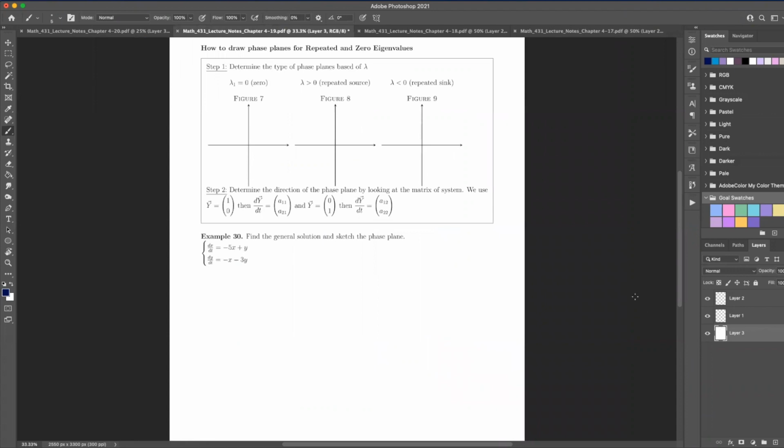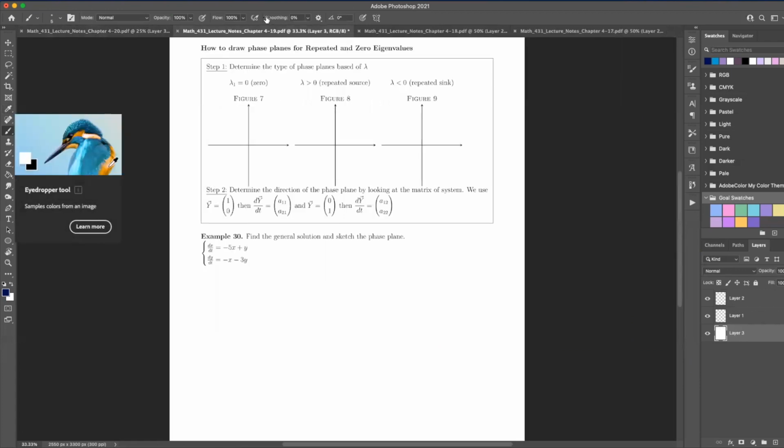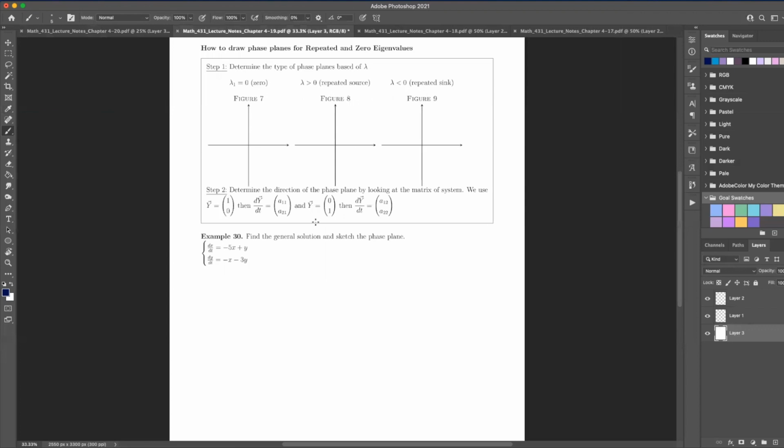All right, so let's go over this. I think I do. What do I have here? Okay, it's a kingfisher bird. Thank you, eyedropper. I don't need to see a kingfisher bird. All right, so let's do.